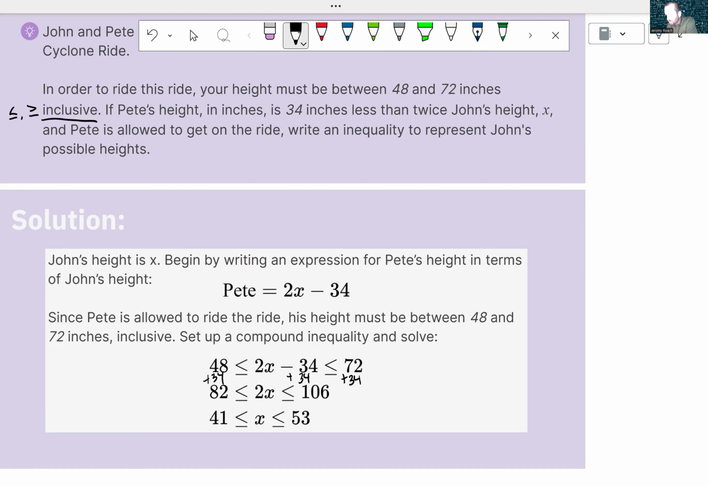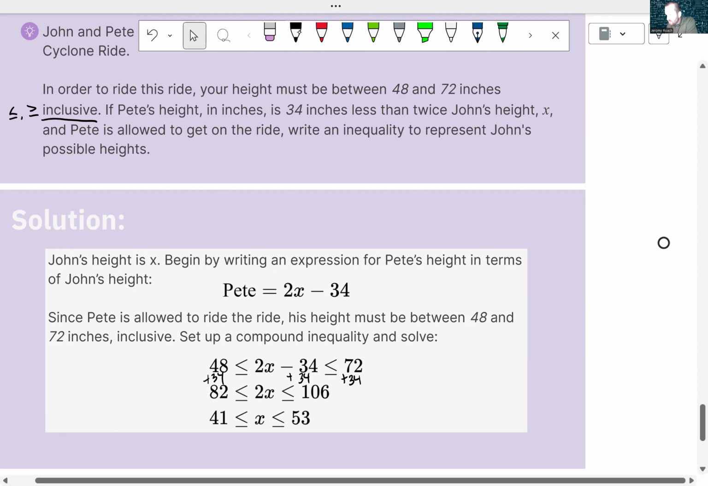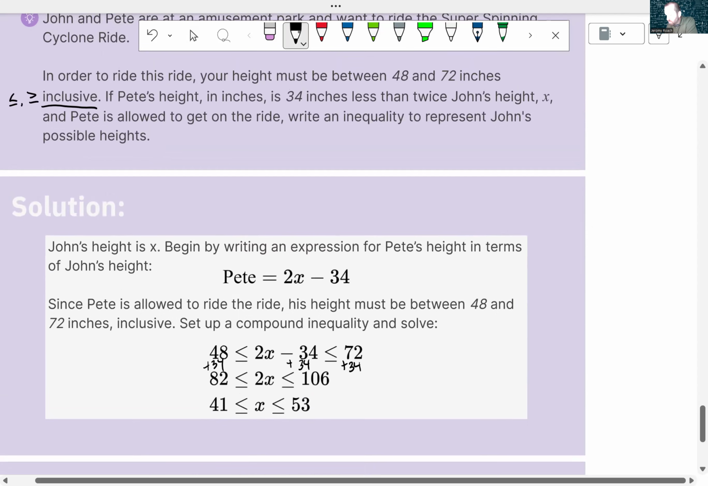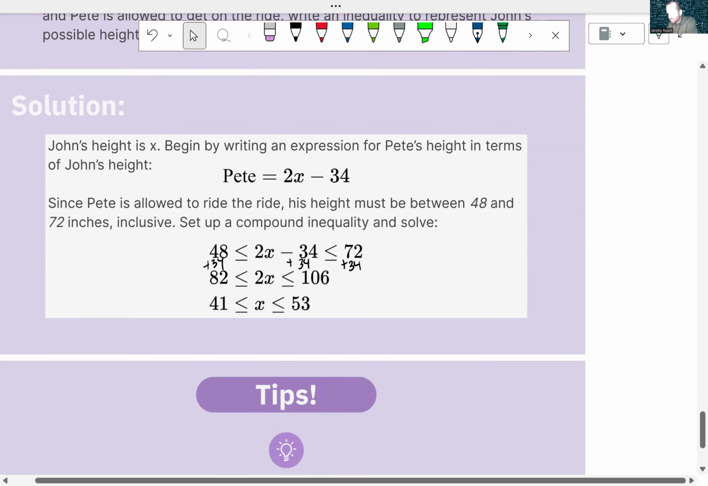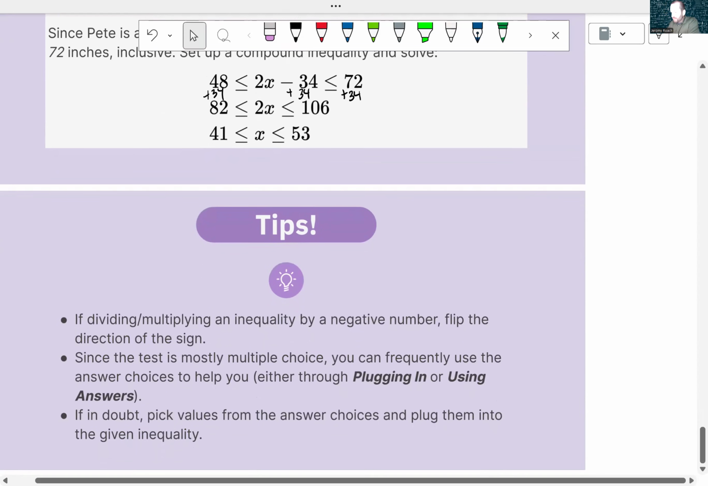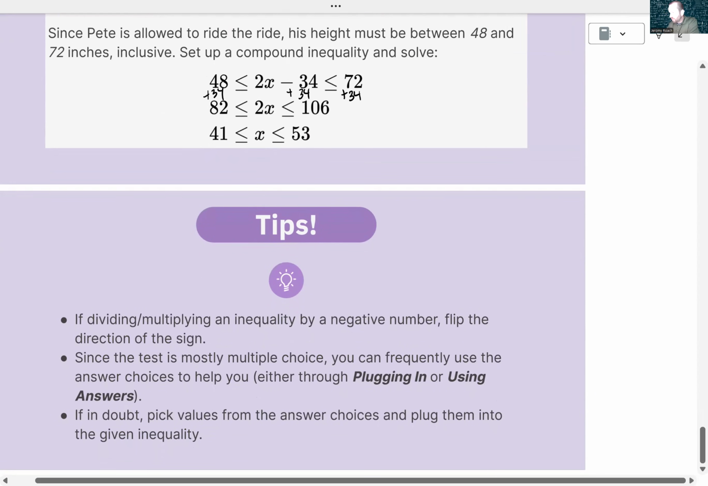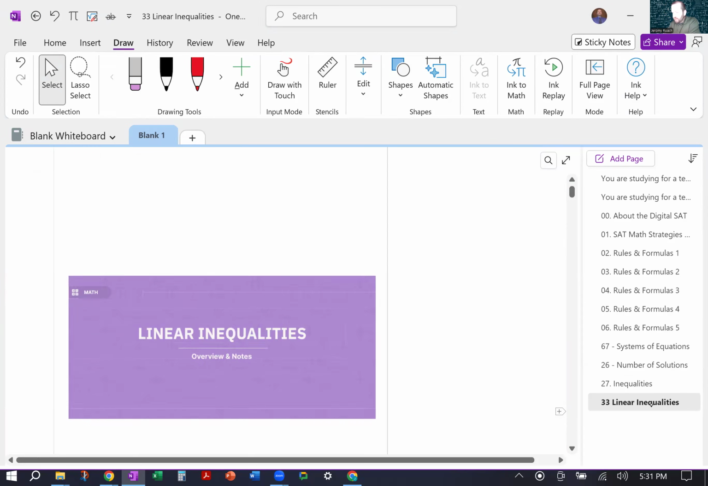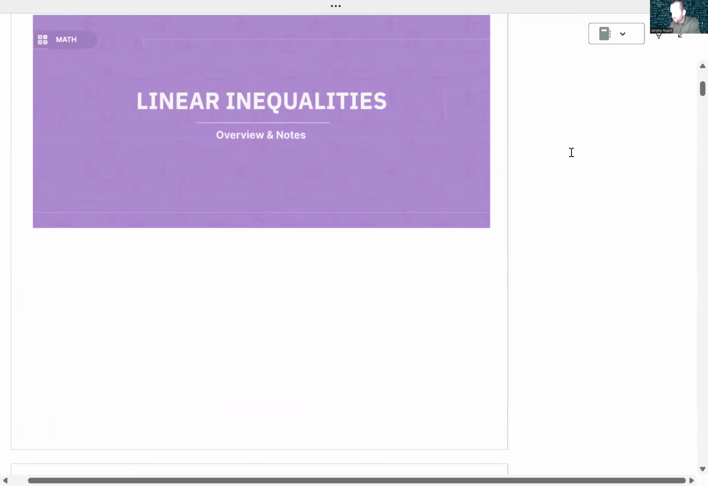So now we have to figure out what that really means. John's height is x, so that means that his height is between 41 and 53 inches. Okay, so that's the first section on inequalities 27. Now we're going to look at linear inequalities.